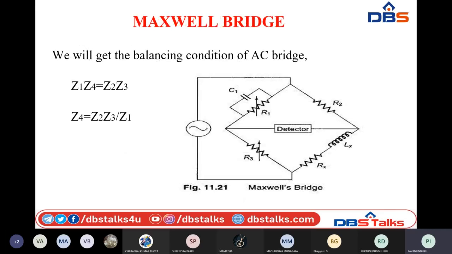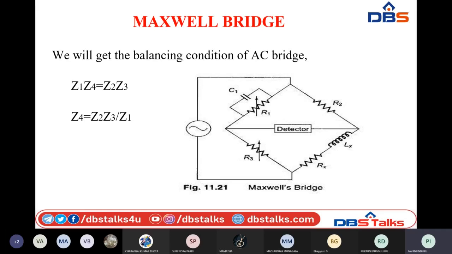Next, the important bridges which we are going to discuss in this session are the Maxwell bridge and the Schering bridge. The main importance of the Maxwell bridge is to find out the inductance. The Maxwell bridge is used to find out the unknown inductance value which is connected in one of its arms. If you look at this construction of AC bridge, that is nothing but Maxwell's bridge.